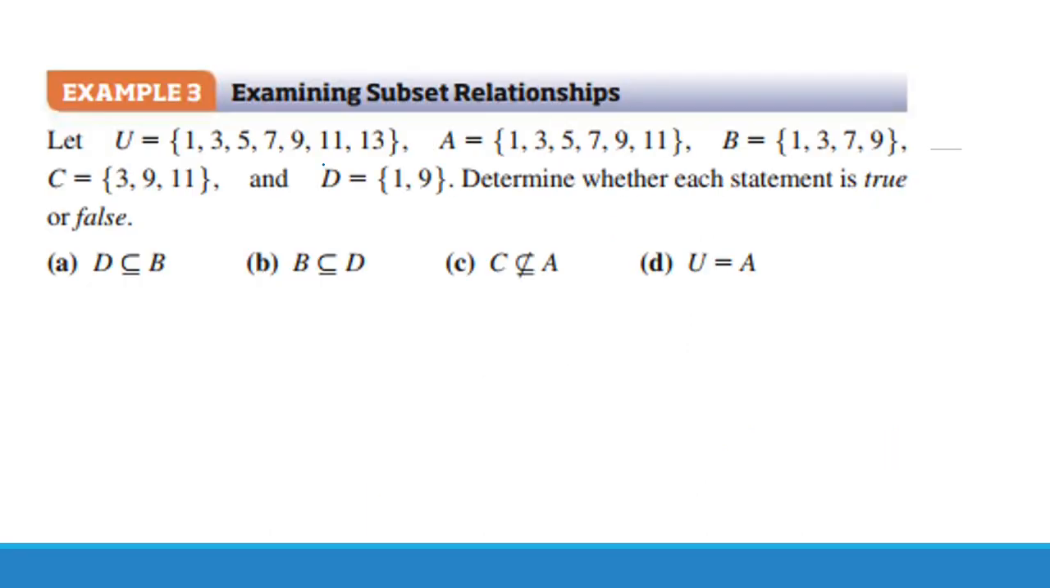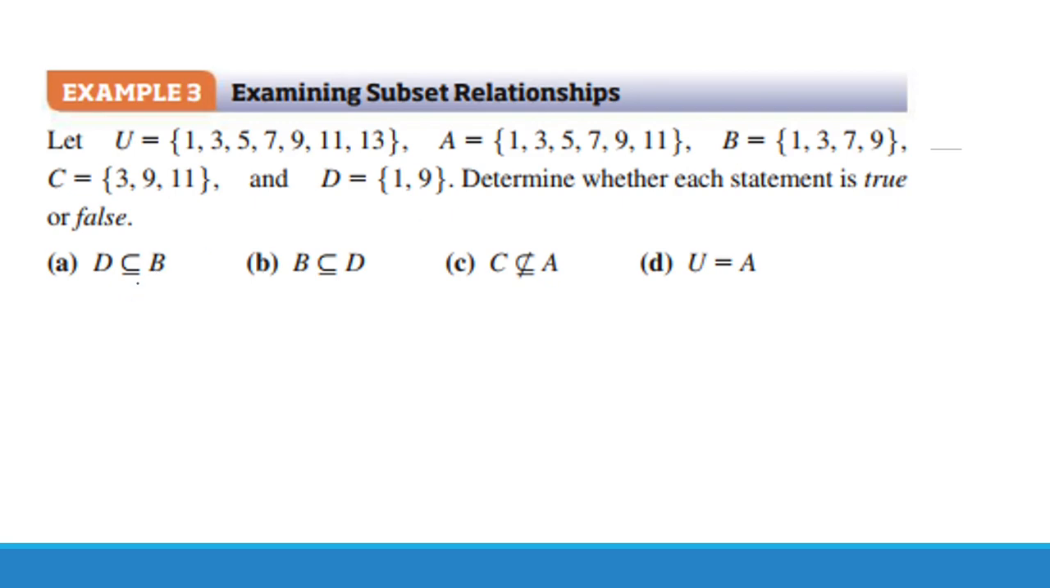Example 3, let the universal set be 1, 3, 5, 7, 9, 11, 13. A is the numbers 1, 3, 5, 7, 9, 11, and B is 1, 3, 7, 9. C is 3, 9, 11, and D is the numbers just 1 and 9. Determine whether each statement is true or false.